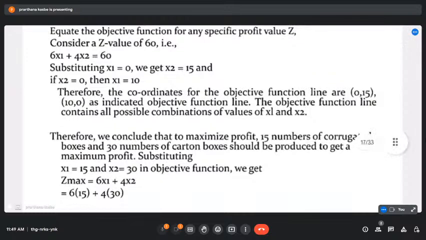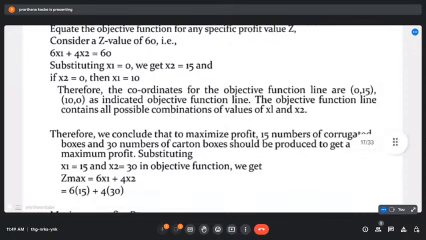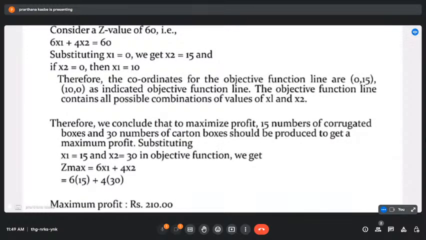While substituting, आता बघा x1 इथे x1 काय 0, मग 6 into 0 we got 0 and 4 into 15 we got 60. So this is the answer, we got 60. 0 plus 60. Here therefore the coordinates for the objective function line are 0, 15 and 10, 0. It indicates the objective function line.